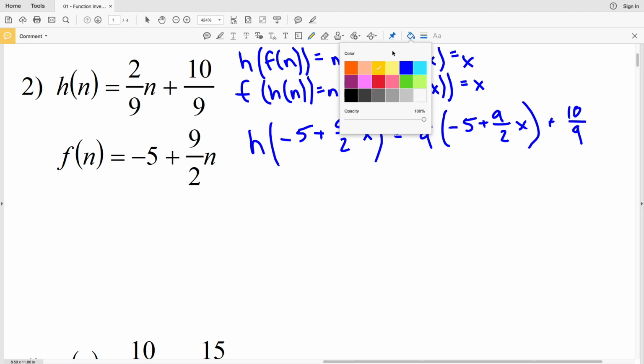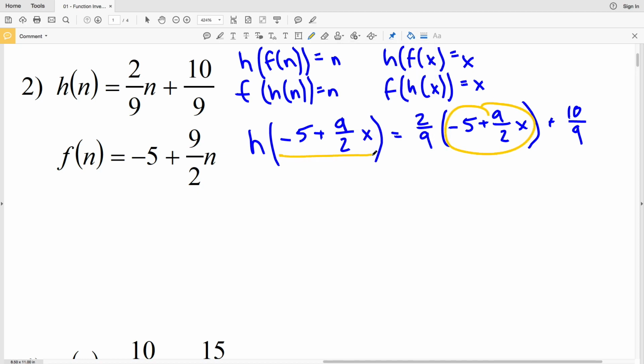plus 10/9. And you can see here is what I'm plugging into the function, and there was my variable that I plugged it in for. Now I'll simplify to solve. I'll distribute this 2/9. 2/9 times negative 5 is going to be negative 10/9, plus 2/9 times 9 halves times x is going to be 1x, or simply x, and then we're adding 10/9 to that, and you can see that negative 10/9 and positive 10/9 will cancel out to leave me with x. So far, h of f of x does indeed equal x.